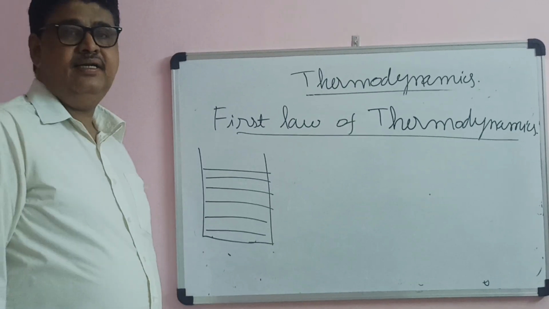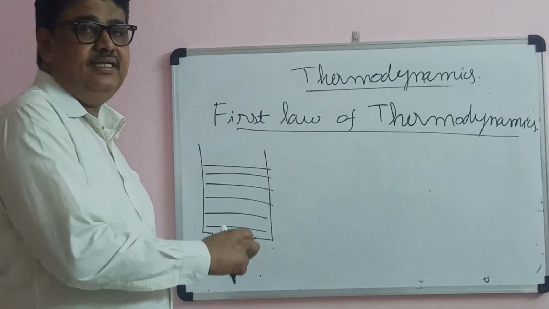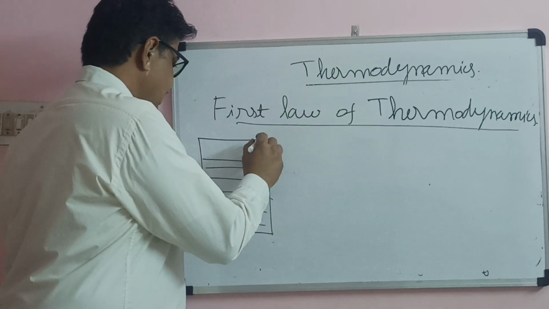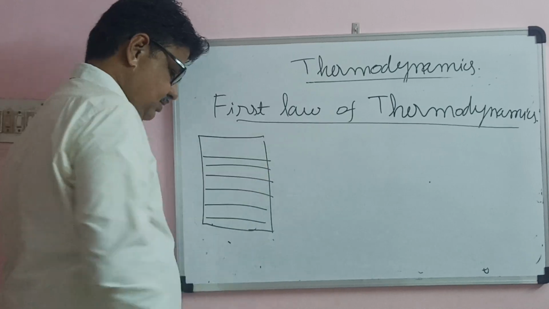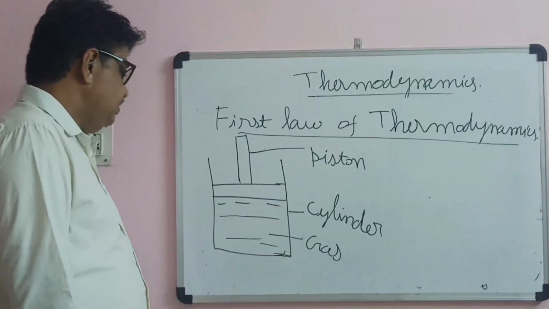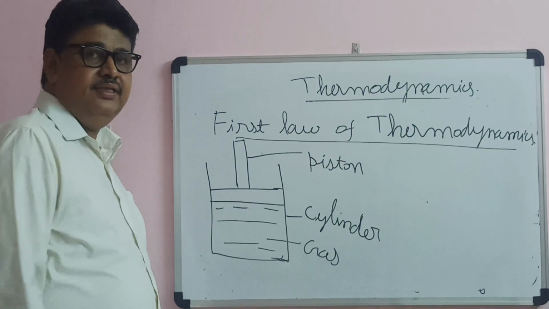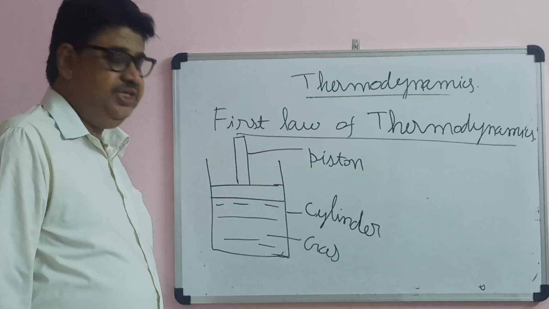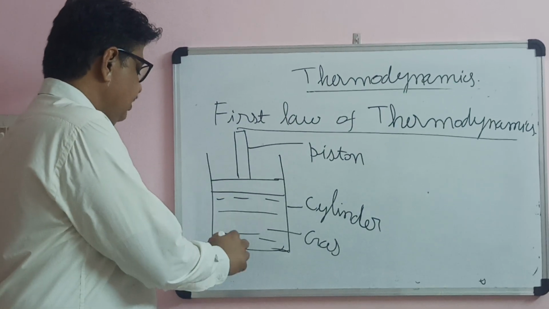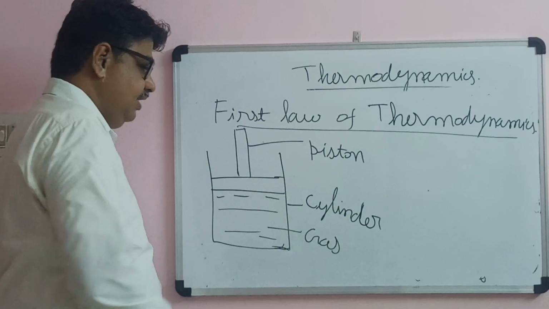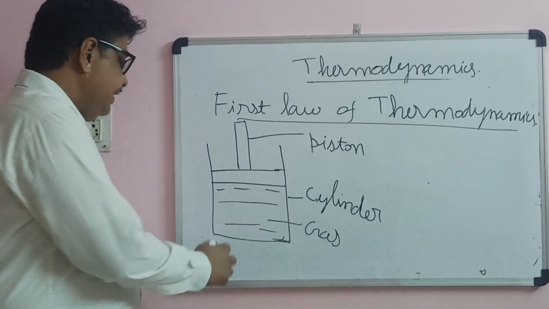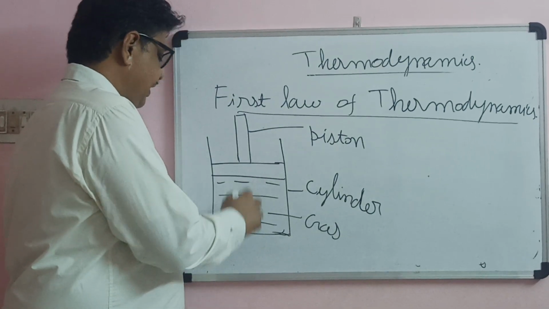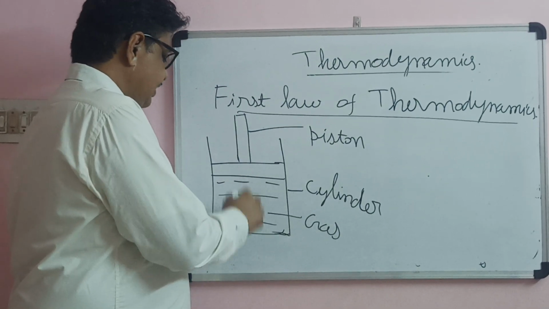When heat is supplied to a gas, consider a piston cylinder arrangement. The cylinder contains a gas. Let the gas be heated by a source of heat, and let the walls of the cylinder be perfect conductors of heat. So what happens when you heat the gas? It absorbs the heat and it expands.